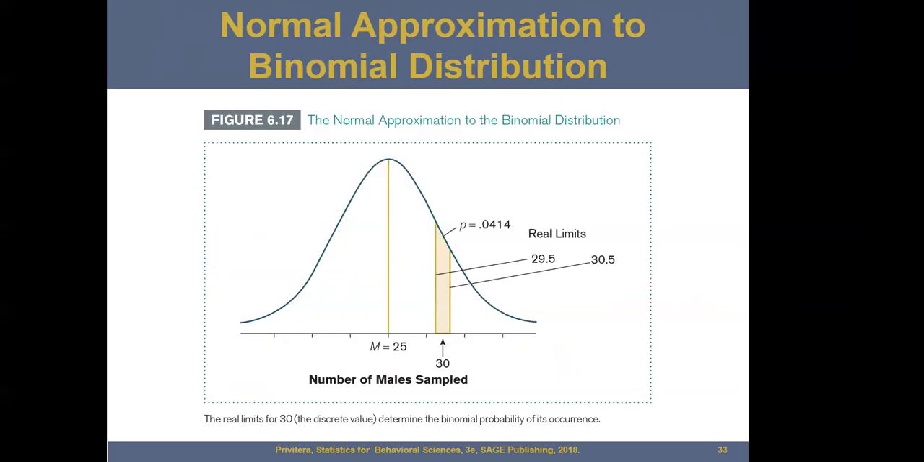So this is what it looks like graphically. P is 0.0414, real limits from 30: 29.5, 30.5. Mean is 25, number of male samples is 30.